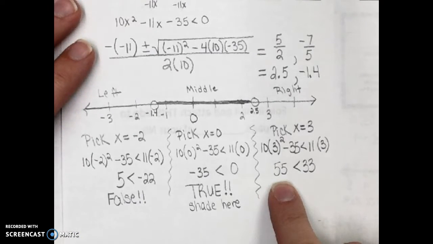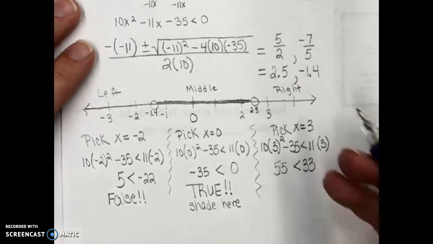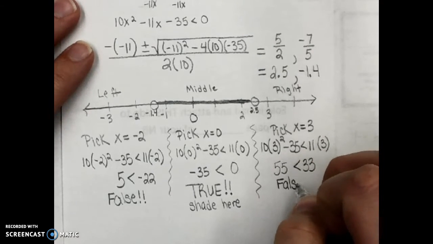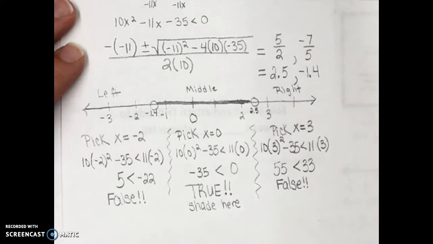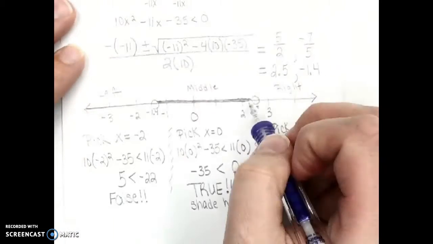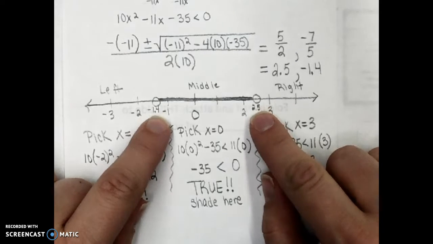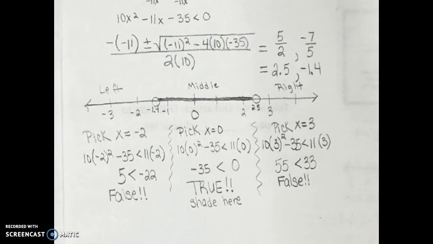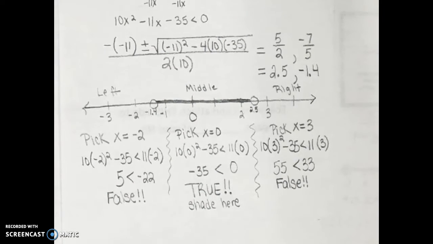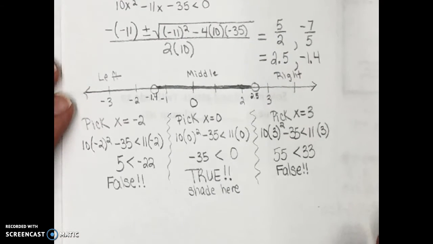So I've got this statement. This statement says that 55 is less than 33. Is that true or false? That's false. So what does that mean? That means you don't shade here. So you've done all this work. You've shaded correctly. You have found that your answers are all of these numbers in between -1.4 and 2.5. But with all the work you've got here, you would have the wrong answer because you don't have an answer. You have to write your answer as an inequality.